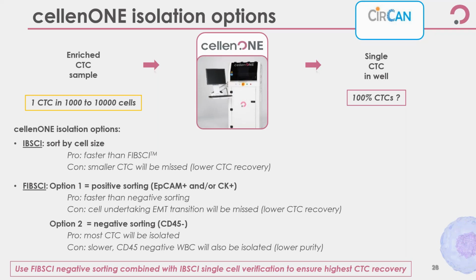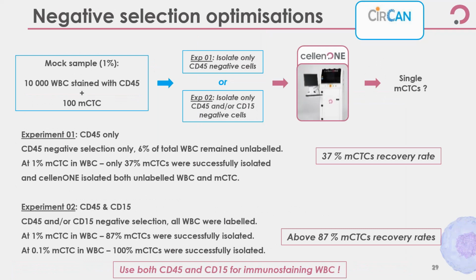But we went for this second option, and we will still use the IBSCI at the end to verify that only single cells are dispensed in our droplets. So we prepared some mock samples. We started with 10,000 white blood cells, stained with CD45 only in the first experiment. We added 100 HMEC cells to this sample, and we processed it with the cellenONE.